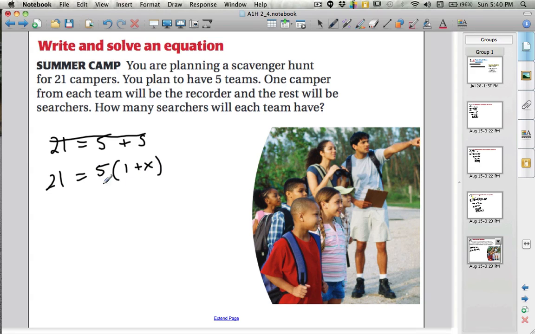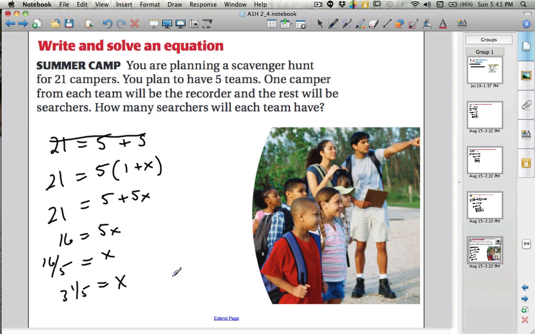Now I have a choice of distributing or dividing. I think I'm going to go ahead and distribute. 5 plus 5x is equal to 21. If I subtract the 5, I'll have 16 is equal to 5x. So x will be equal to 16 divided by 5, which is 3 1/5 searchers.